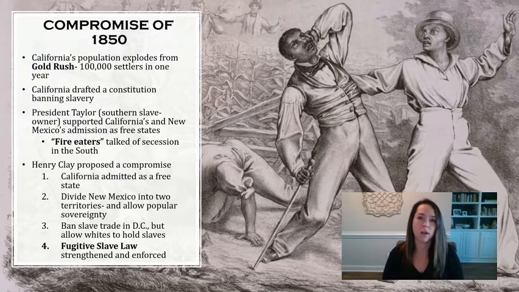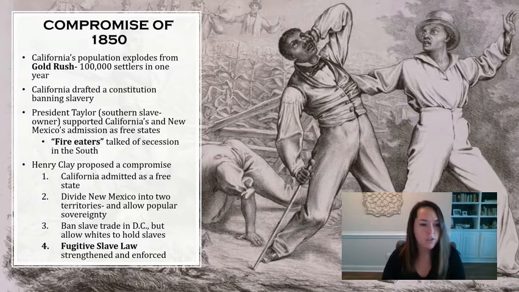Because the Fugitive Slave Law was originally passed back in the 1790s. It's just been very loosely enforced over the last 150 plus years. Almost 100 years. And so the principle of that is something that really bothers them. That's really kind of the main compromise.